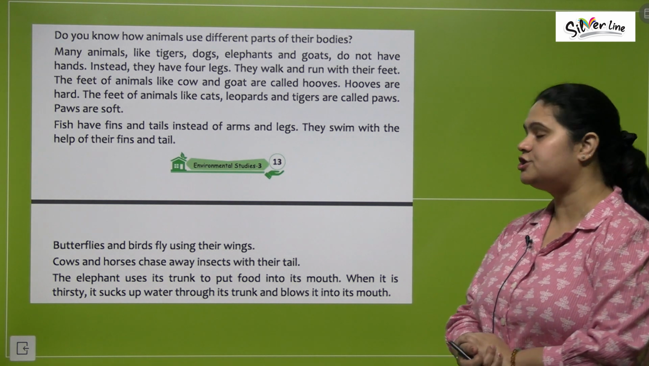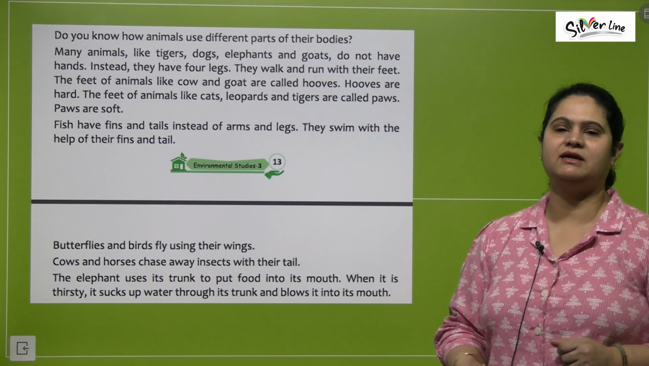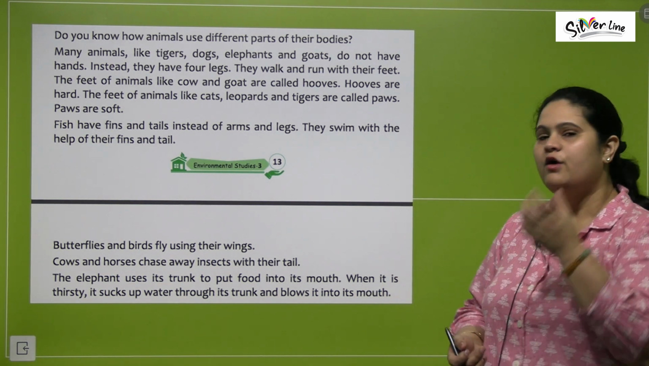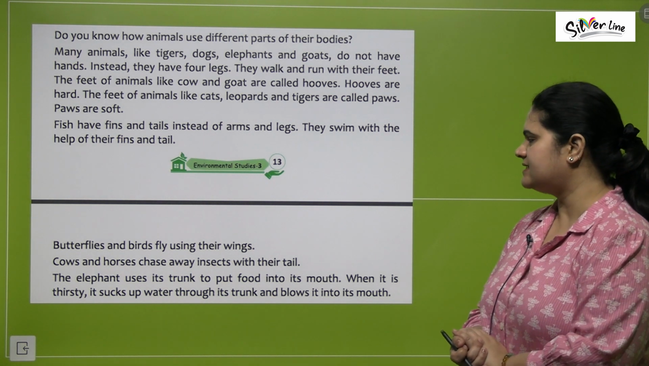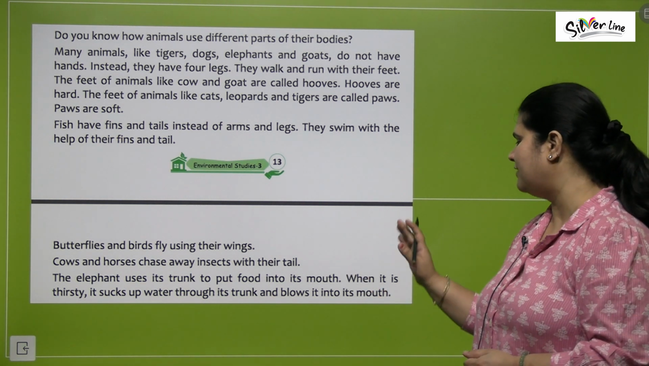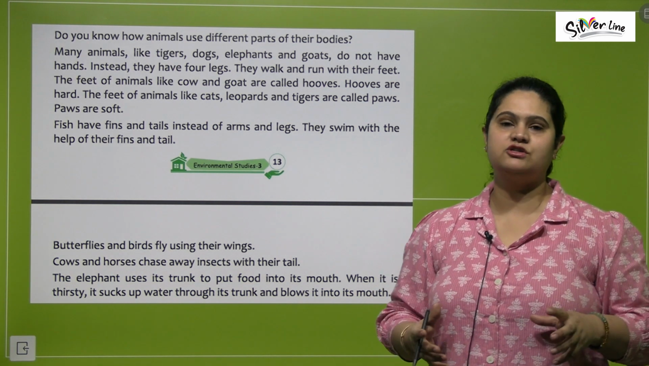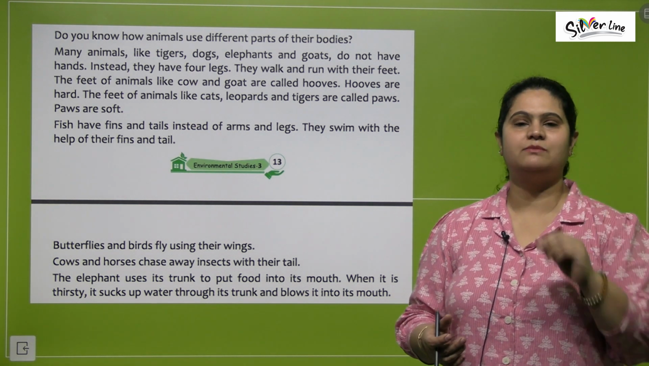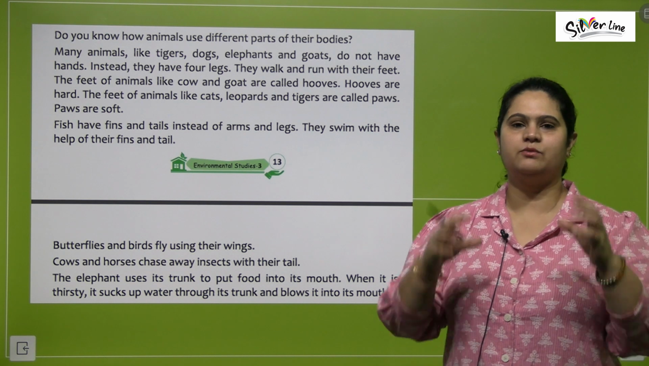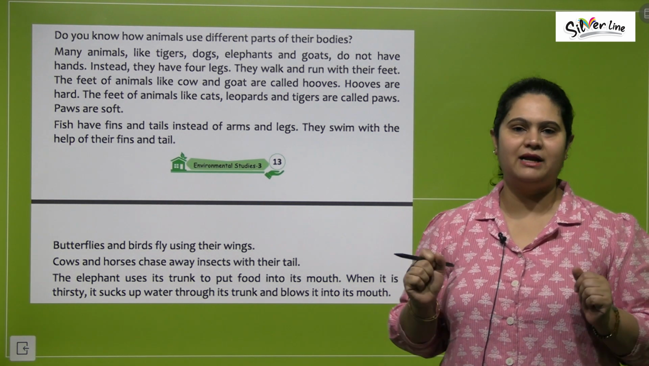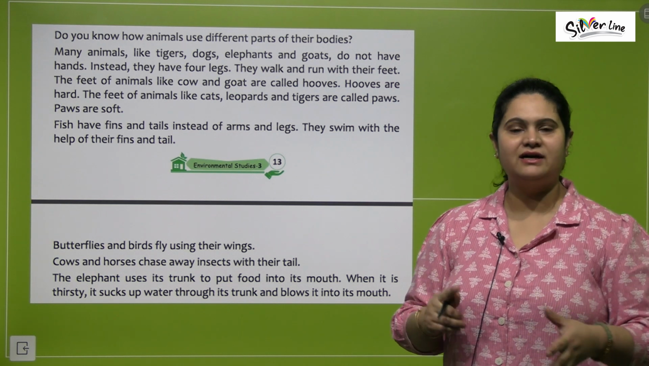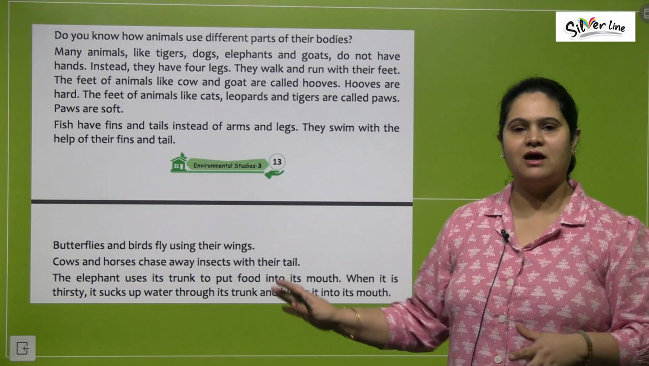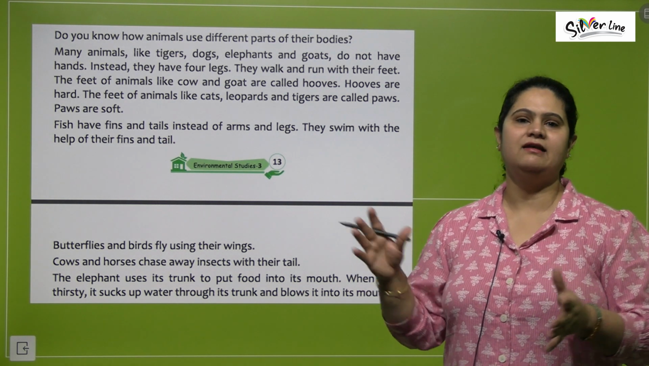The elephant uses its trunk, जो उसकी सूंड होती है उसकी मदद से वो खाना अपने मुंह में डालता है. So elephant uses its trunk to put food into its mouth. When it is thirsty, it sucks up water through its trunk and blows it into its mouth, right? So उसकी trunk जो है वो help करती है, एक arm की तरह ले लीजिए, right? It is like an arm which helps the elephant to eat and drink. जब कुछ खाना होता है तो वो trunk से hold करके अपने मुंह में डालता है. And when he wants to drink water, the trunk sucks up the water and blows it into its mouth, right? So trunk plays a very important role in feeding the elephant.